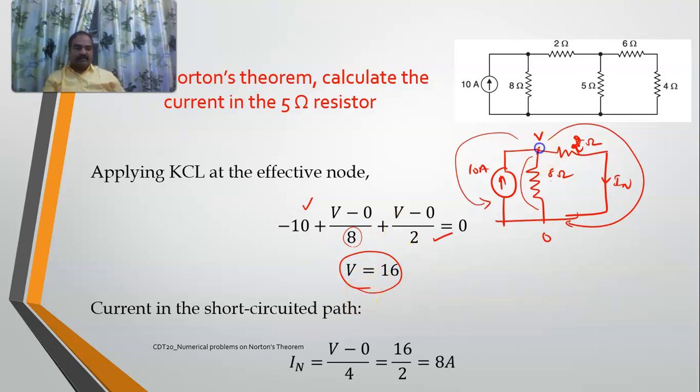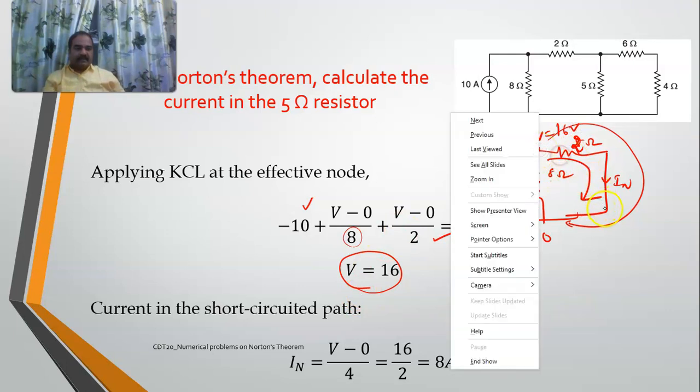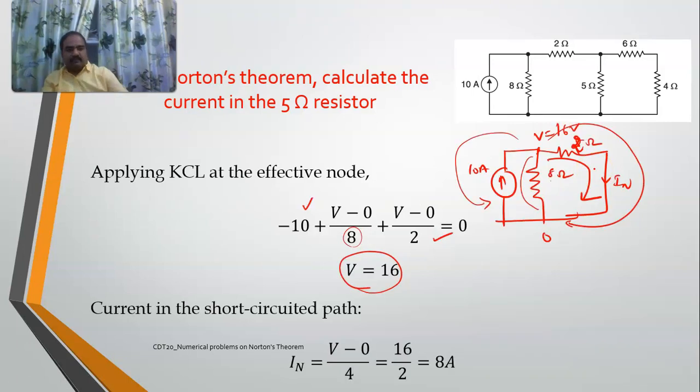So if V is equal to 16, what is the current flowing in this path? This point is at 0. So what is the current here? 16 minus 0 by 2, 16 by 2, it is going to be 8 amperes. So the current through this path is 8 amperes. So that's why IN is equal to 8.